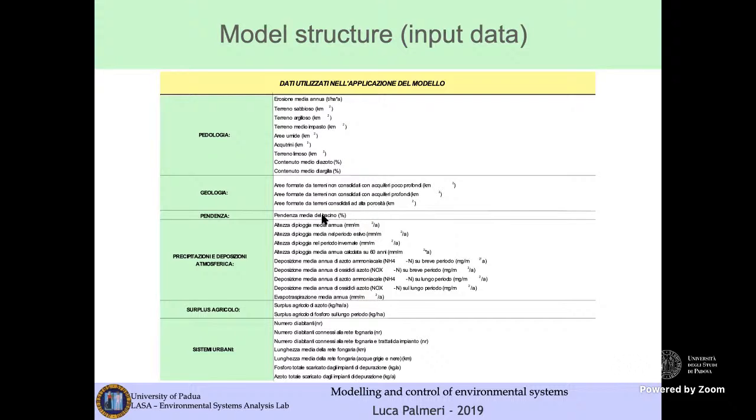Then other important information are the slopes. So for each subbasin, we indicate the average or median slope in the subbasins, in percentages. We have to include some meteorological data, like precipitation and atmospheric deposition. We have data concerning annual averages, or summer or winter averages, in order to distinguish processes that are more relevant in the summer or in winter.